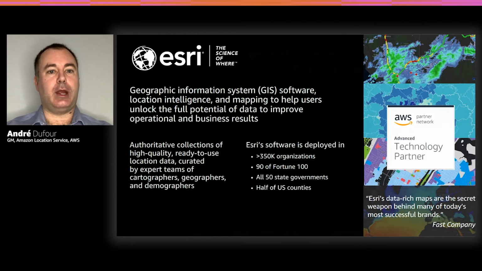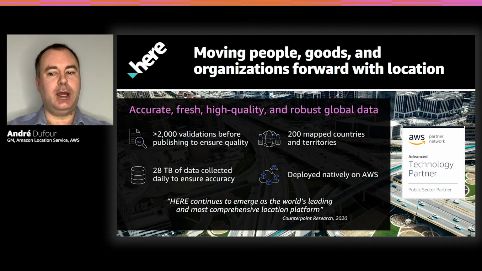Additionally, we are partnering with Here Technologies at launch, and Here has been a longtime AWS customer and a trusted technology partner. Here is known particularly for high data quality, and one of the reasons for that is they validate each data point 2,000 times before they publish it, and so you can be assured that the location data is accurate.